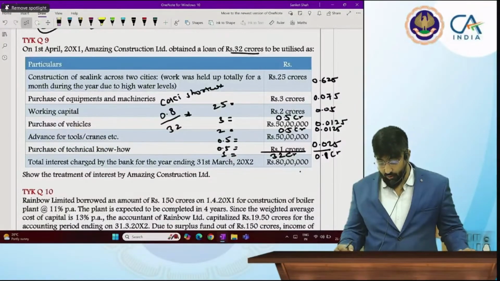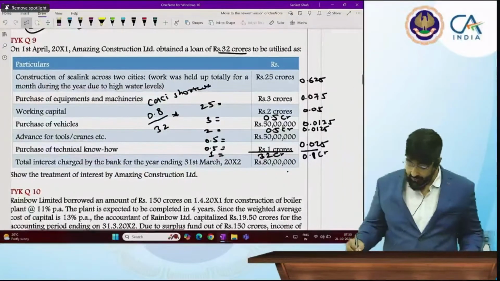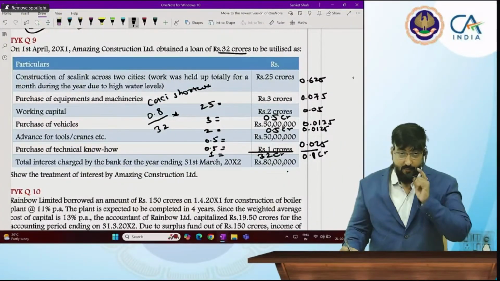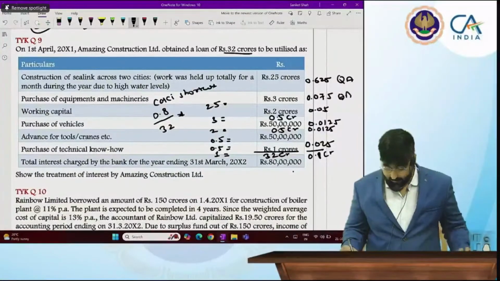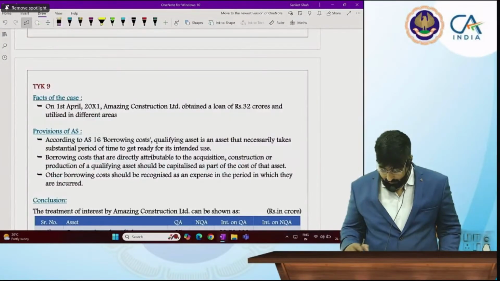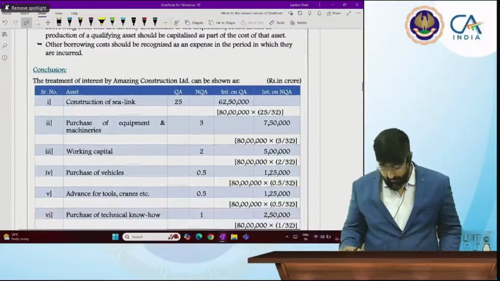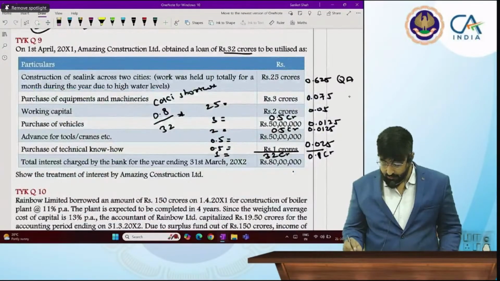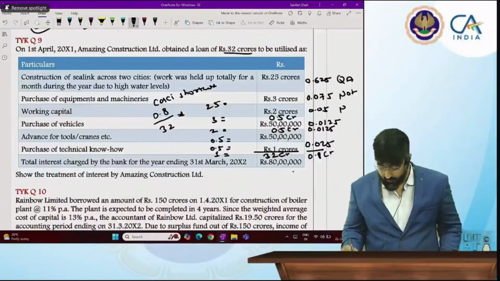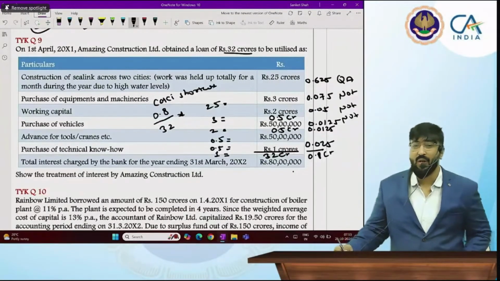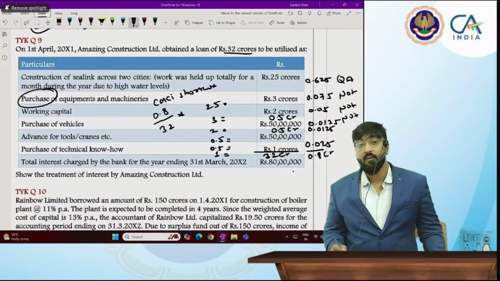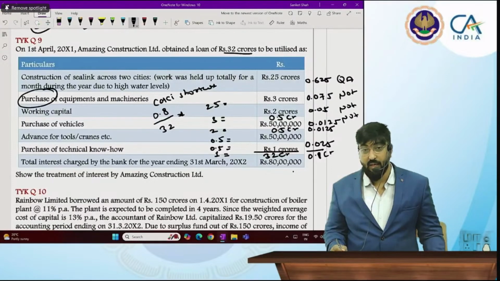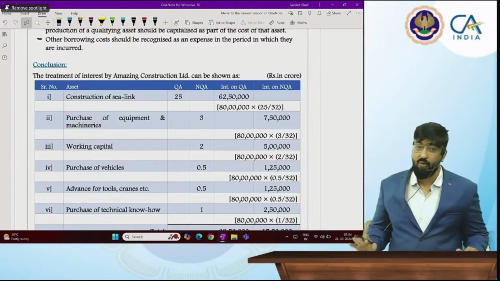So I hope you got the answer. Tell me, which is the qualifying asset? Construction of ceiling across two cities. Then we will assume purchase of equipment and machinery as a qualifying asset. रुको, हमारे इंस्टीट्यूट ने क्या किया देखने दो मुझे। उन्होंने परचेज मतलब रेडीमेड लिखा है, ओनली वन एक्सपेंडिचर ही उन्होंने क्वालिफाइंग किया है। So you have to write a note. नहीं, it is purchase, not constructed, so we will assume it is readymade. So don't write the note, it is non-qualifying only.